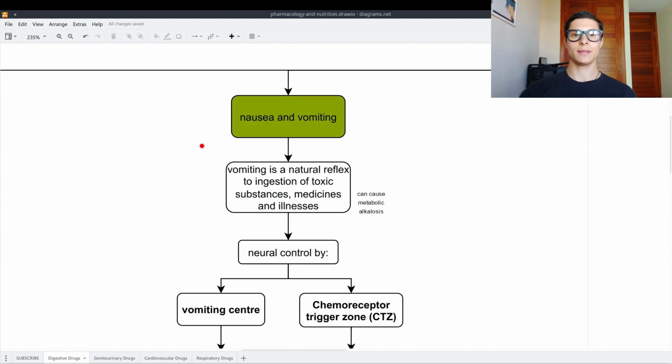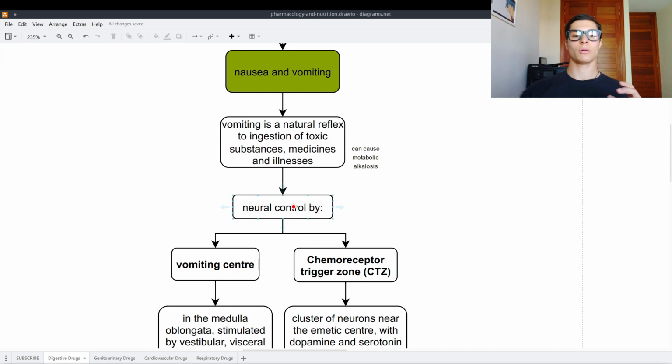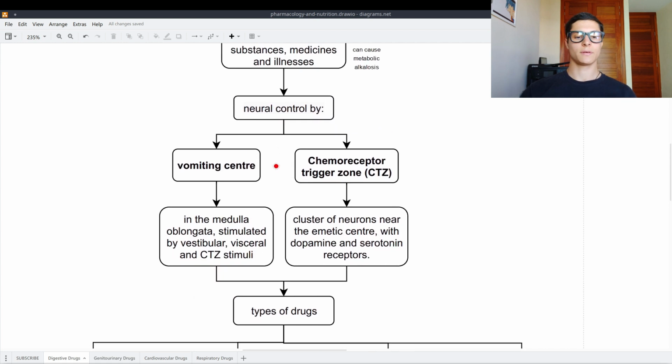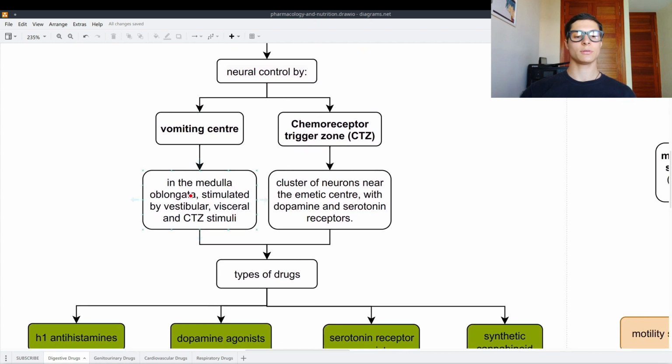And now nausea and vomiting. Vomiting is a natural reflex to ingestion of toxic substances, medicines, and illnesses. And it can cause metabolic alkalosis because you get rid of the acidity of the stomach. There is a neural control of nausea and vomiting. We have the vomiting center, which is in the medulla oblongata, and it is stimulated by the vestibular stimuli, visceral, and the chemoreceptor trigger zone stimuli.